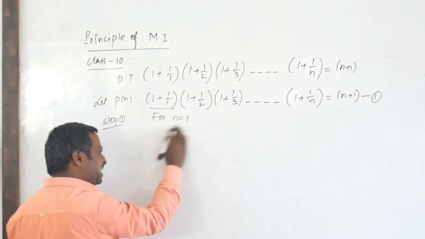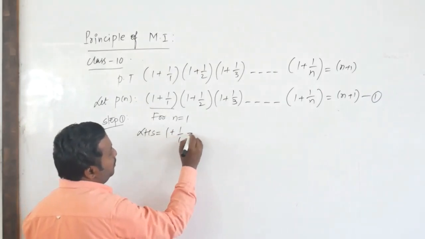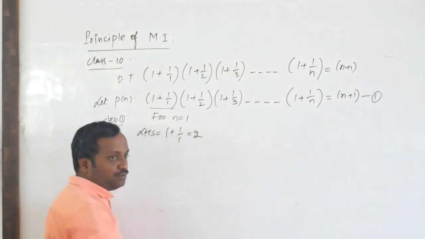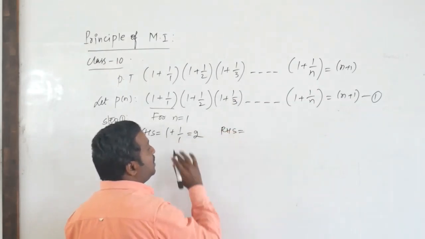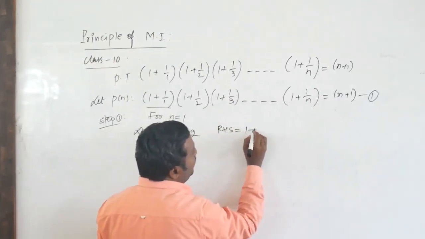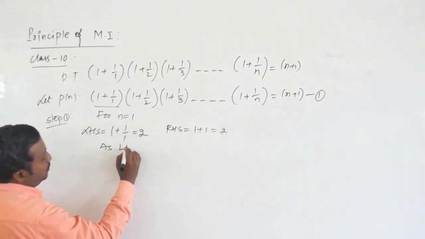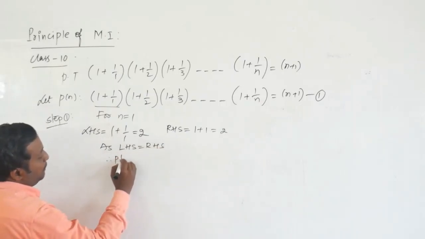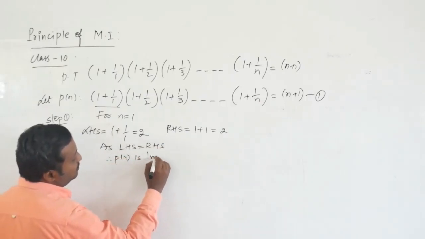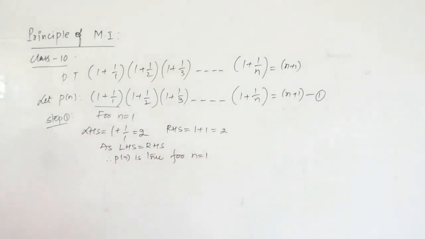That is nothing but LHS. First we come to LHS. 1 plus 1 by 1 means 1 plus 1 is nothing but 2. Similarly in RHS, just as LHS comes, take n equal to 1. So 1 plus 1 is equal to 2. So we can conclude that LHS is equal to RHS, therefore P of n is true for n equal to 1. It is true for n equal to 1.